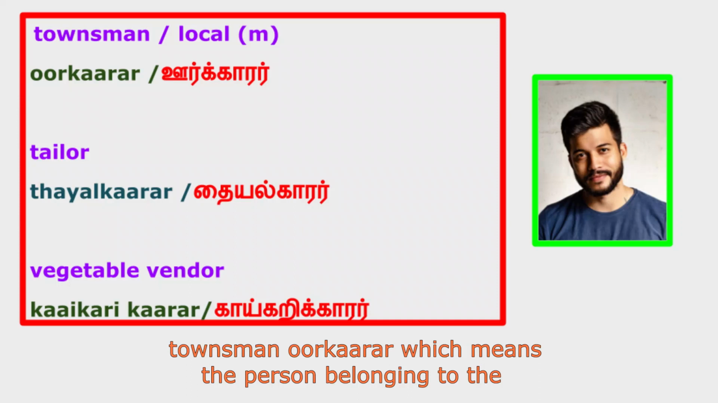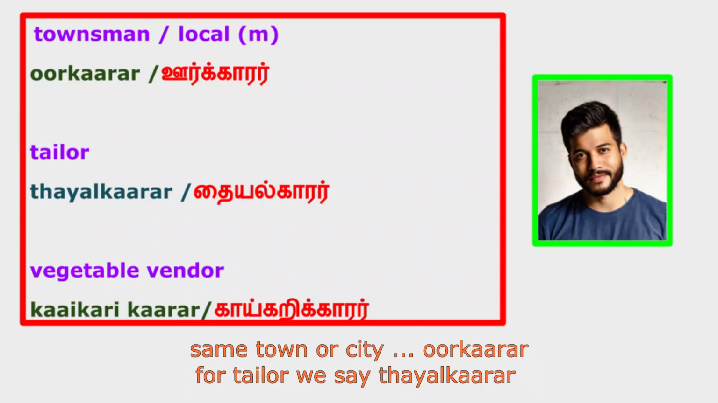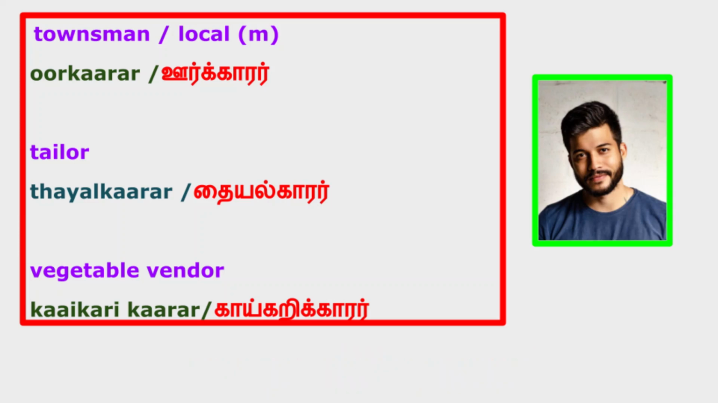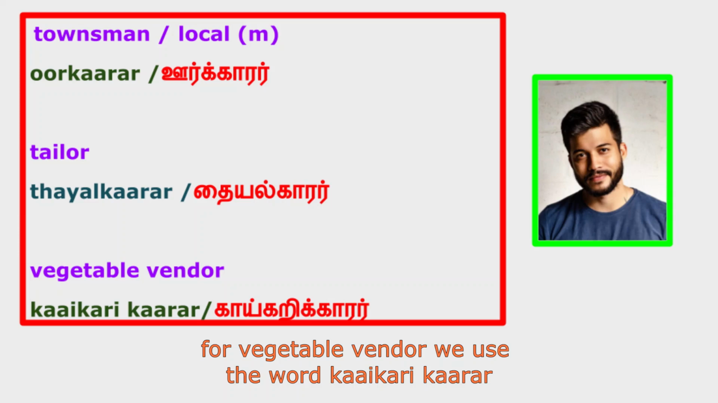Townsman, ஊர்க்காரர், and that means the person belonging to the same town or city as you. ஊர்க்காரர். For tailor, we say தையல்காரர். For vegetable vendor, we use the word காய்கறிக்காரர்.